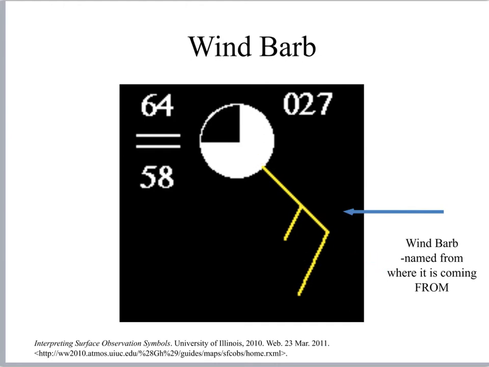Now the lines coming off the end of the barb tell you the wind speed. A long line represents 10 knots and a short line represents 5. Now, a question I often get is, what happens if there's only one line? How can you tell if it's long or short? If it were short, it's never going to be at the very end. It would be indented a little bit, so you'd have a little leftover wind barb sticking out.